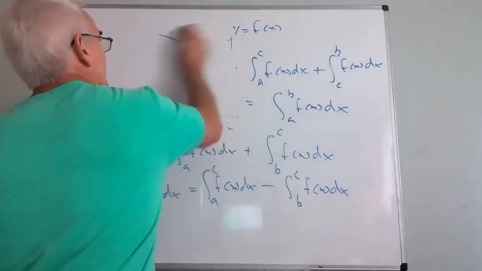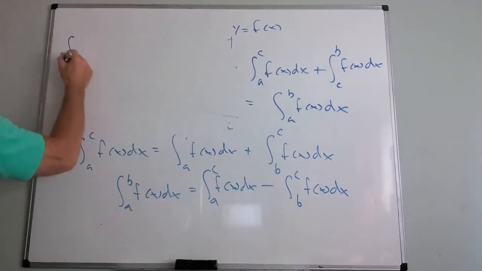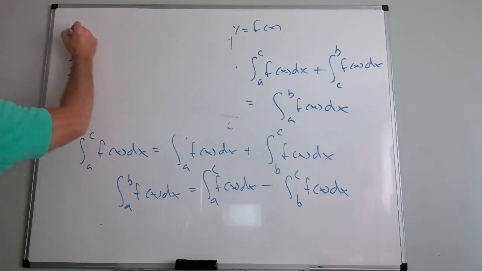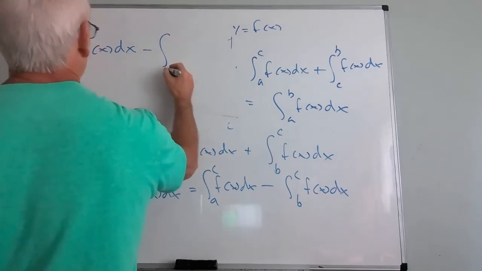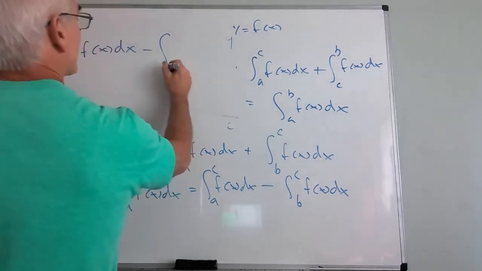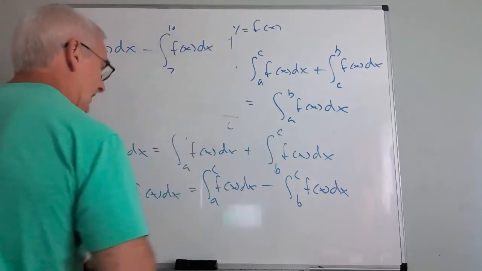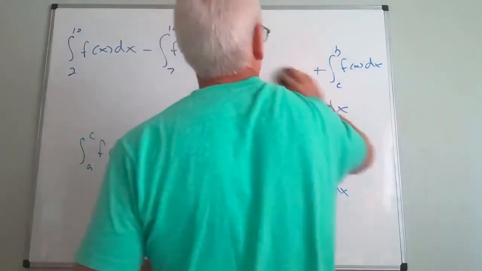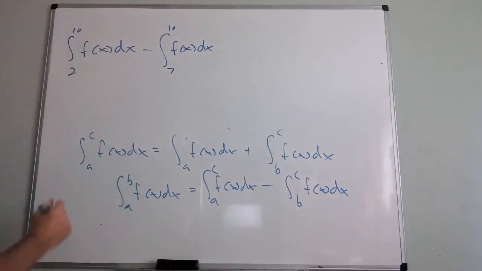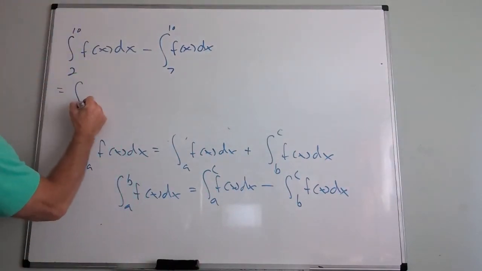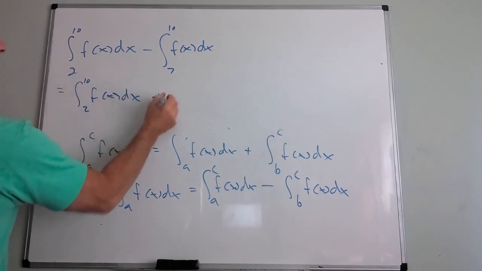Let me do an example. I've got the integral from 2 to 10 of f of x dx, and I want to subtract the integral from, how about 7 to 2 of f of x dx. I would really like to write this as one integral. Well, we don't have a formula for integral subtraction. We only have a formula for integral addition. So can I rewrite this as 2 to 10 plus what?